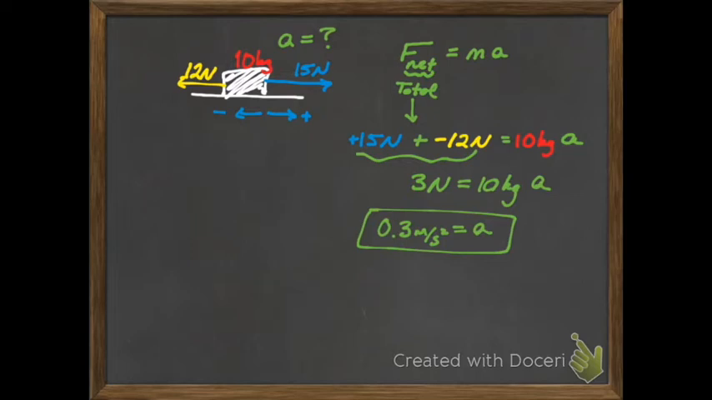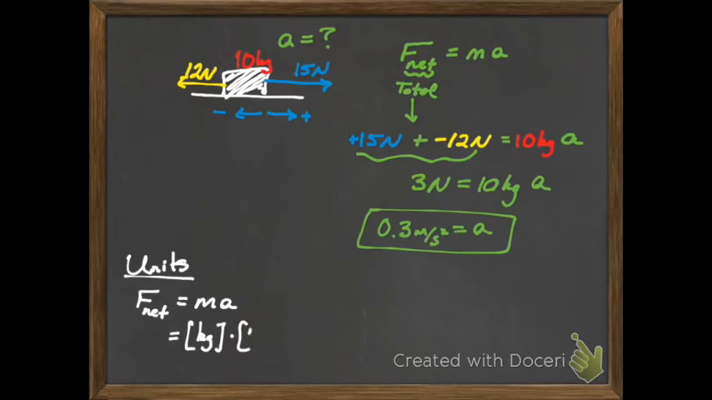Okay, and a quick note on units, because you might be wondering where these units are coming from. Well, if we focus on Newton's second law, that net force is ma, let's look at this in terms of units. Well, what are the units on the right side? For mass, you have kilograms. For acceleration, you have meters per second squared.